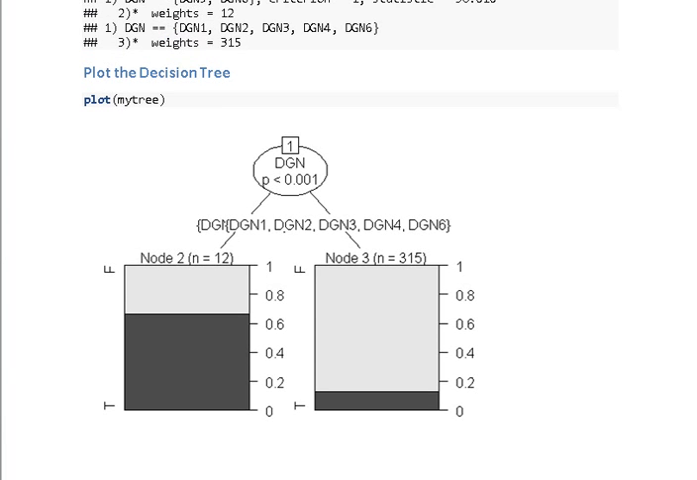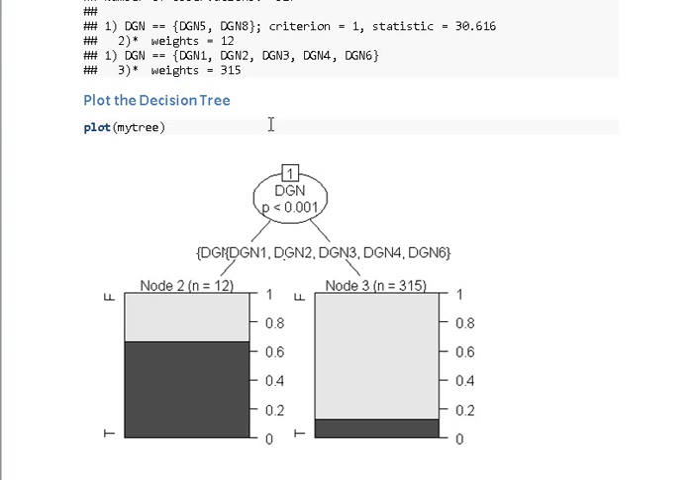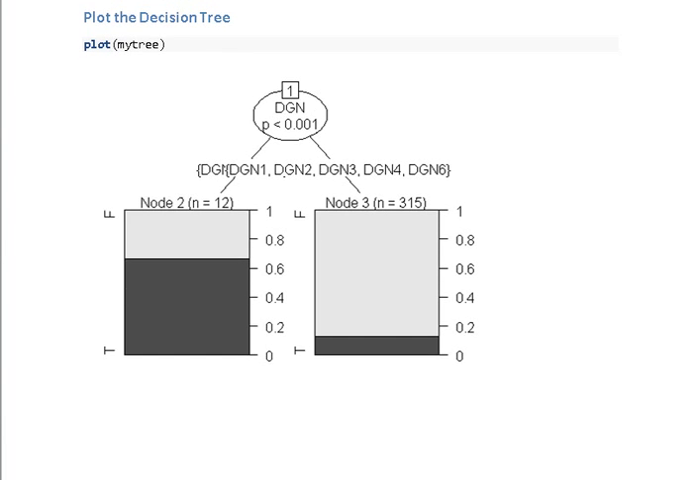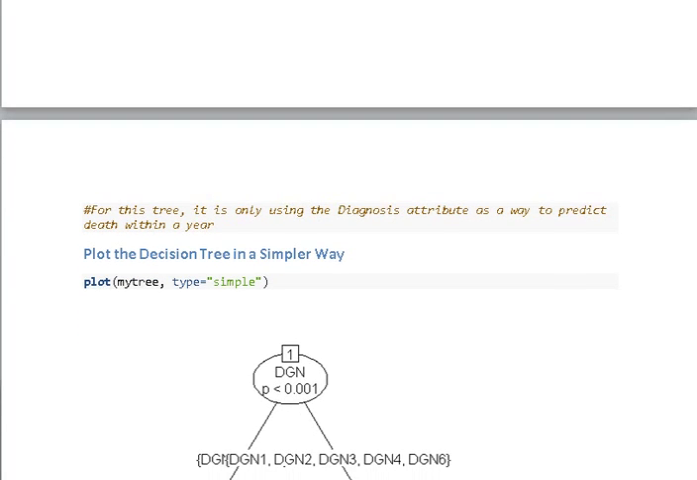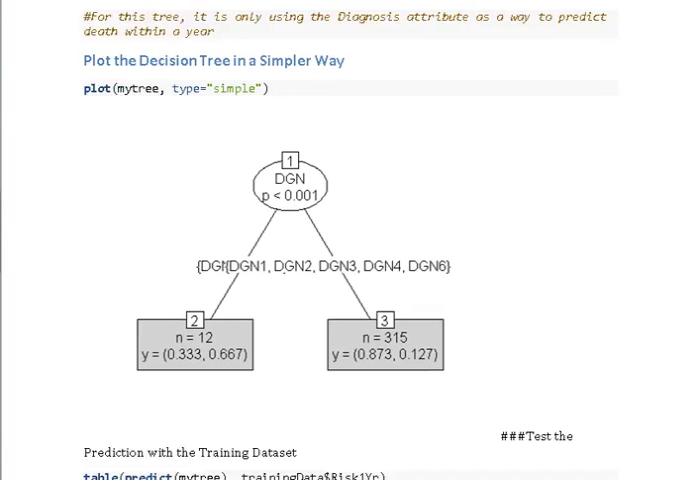attribute. I know this is a little bit hard to read, but false, meaning they lived, was for diagnosis 1, 2, 3, 4, and 6, and death, the true value, was for diagnosis 5 and 8. Then I plotted that again using the simple type just to make it a little cleaner. It shows the different probabilities for that.